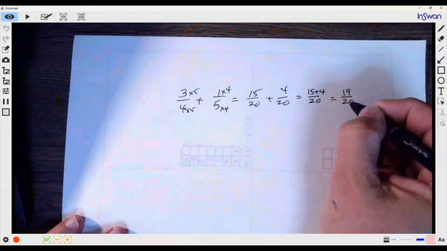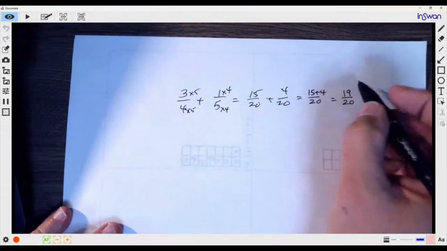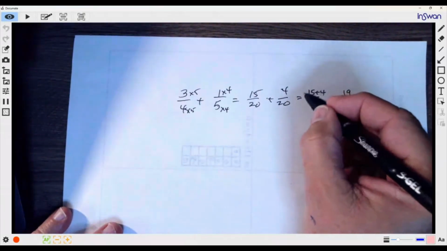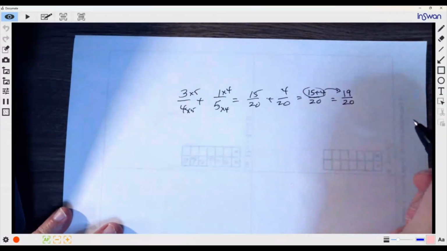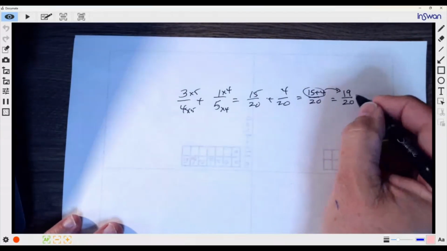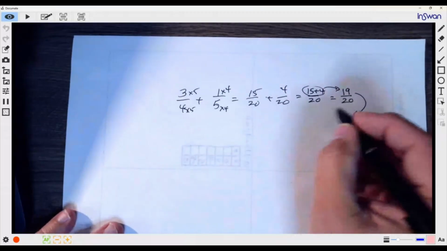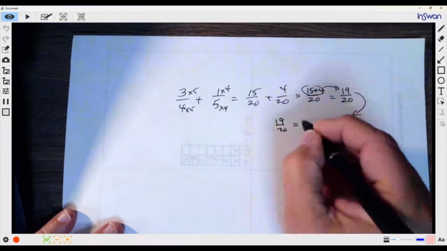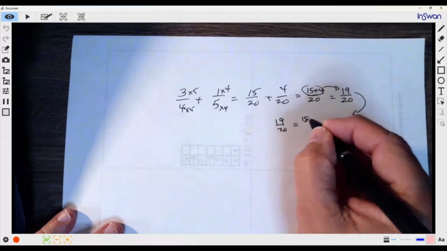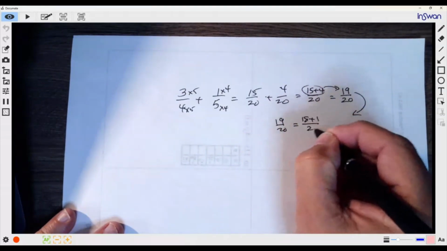Now, because this is 19 over 20, we know that we had to add some numbers together to get this 19. So I could work backwards and say, all right, 19 over 20 is exactly the same as 18 plus 1 over 20.